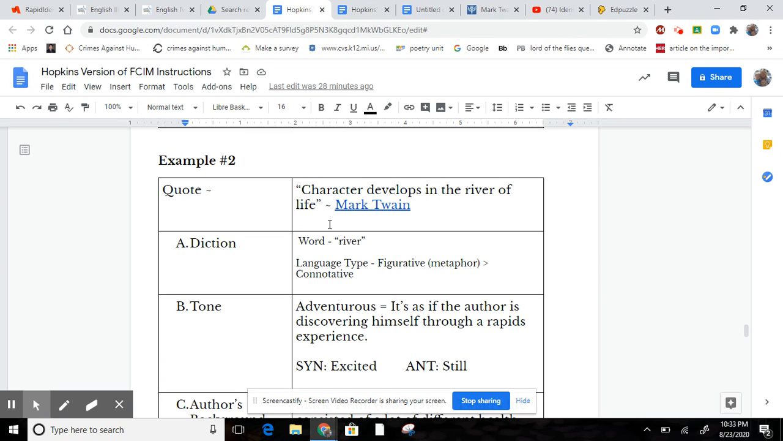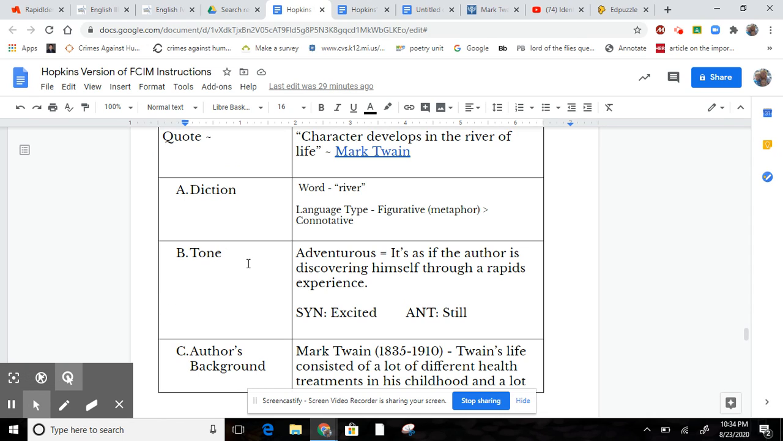The language type here, character develops in the river of life. River of life, this is figurative. I can't take that literally. And it's figurative because the river of life is comparing a river to life as a metaphor. And so that's connotative. We have emotions that we place with this.